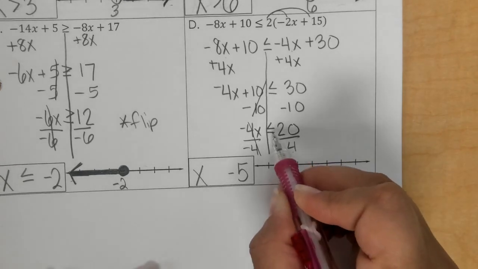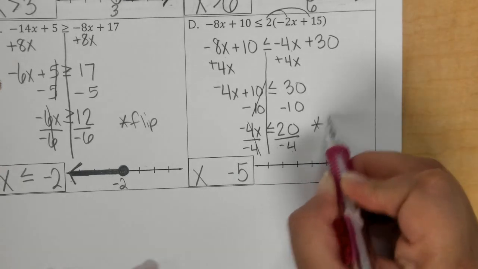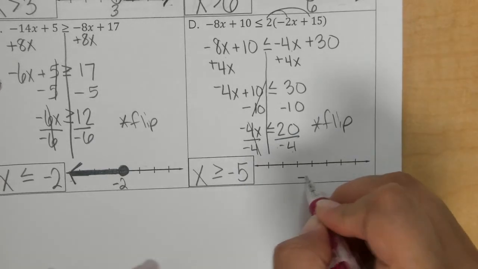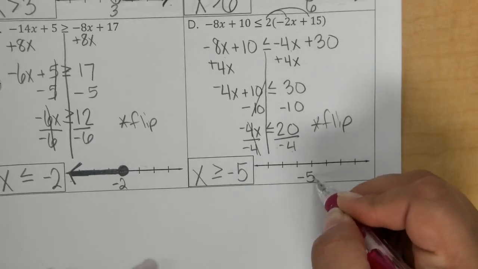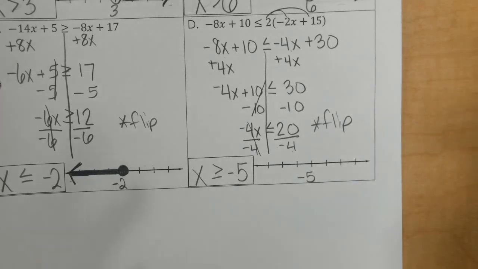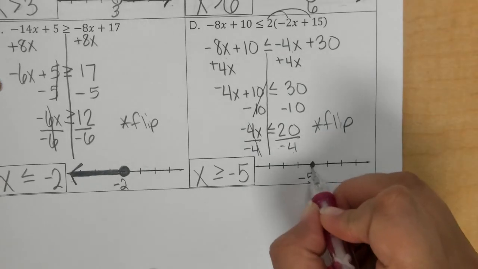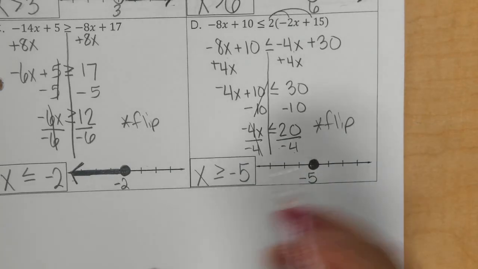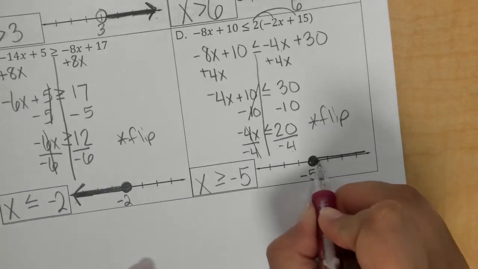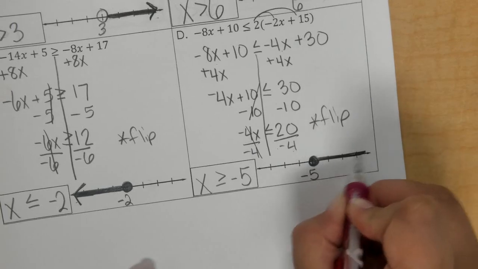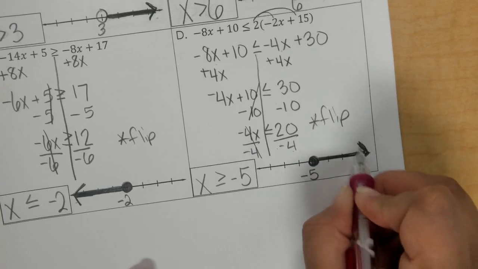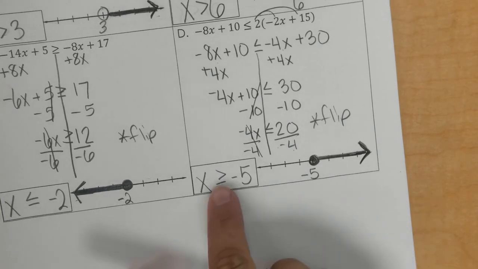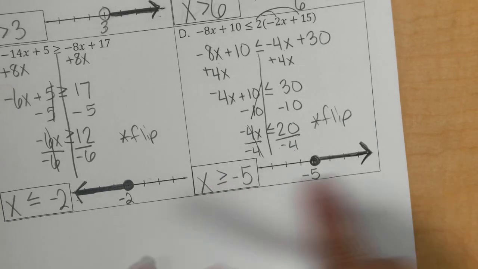And then we need to flip this because we divided by the negative again. So greater than or equal to. So we put negative 5 on here. It doesn't matter where on the number line. And then it's a closed circle because we have the equal to part. And then we draw our line with our arrow. And we can see that this greater than and the arrow are both pointing the same direction, going greater.